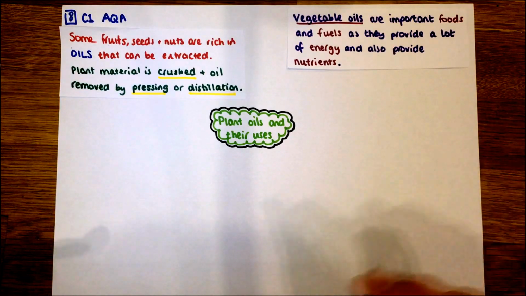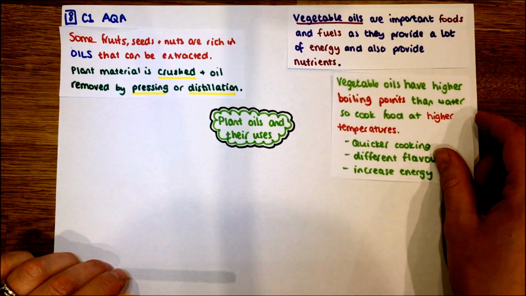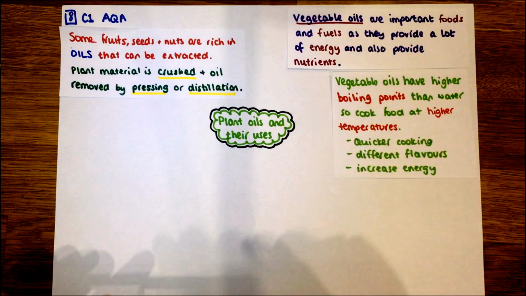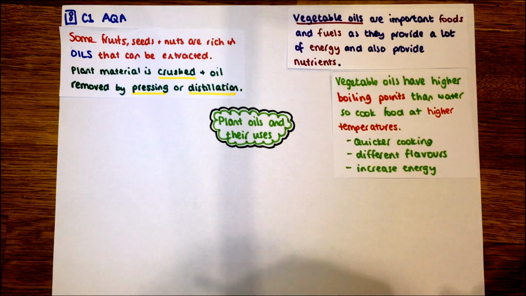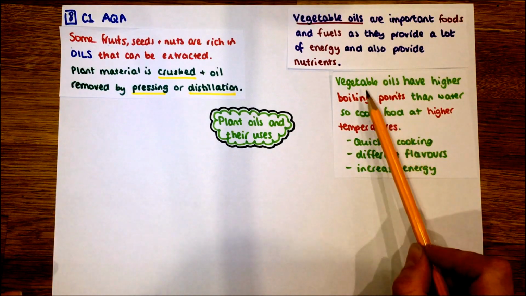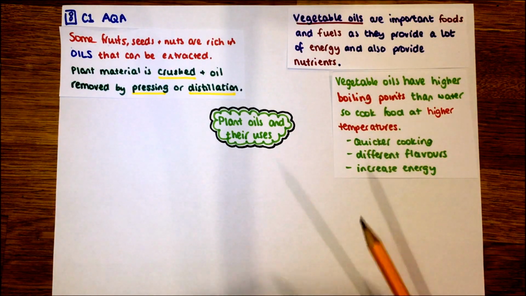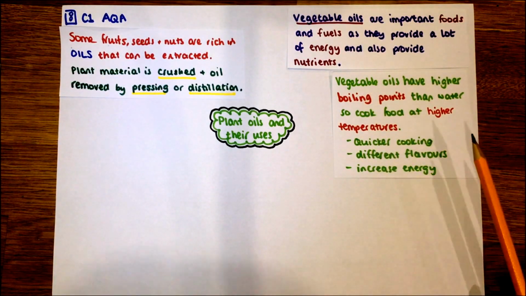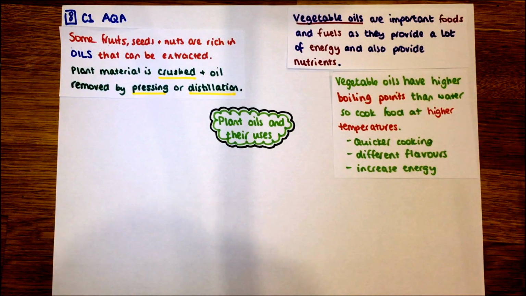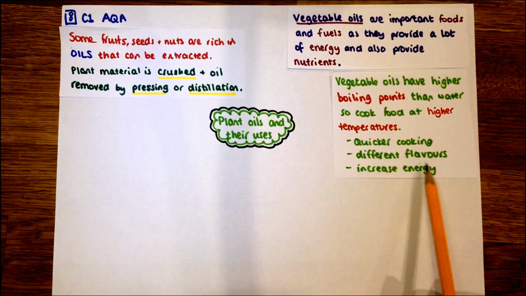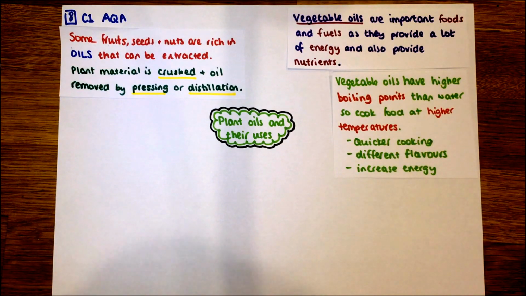We often use these for cooking because they have a higher boiling point than water, which means you can get to much greater temperatures and you can cook that food much faster, because you can get the oil warm before it all starts evaporating out of your pan, unlike with water. It also gives your food a completely different flavour, which is often preferred.